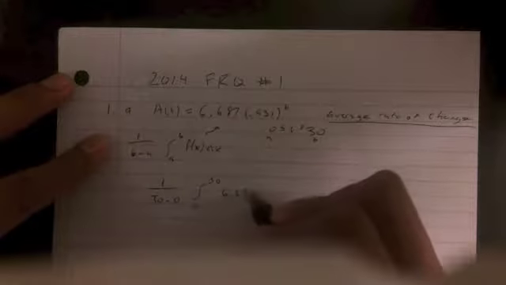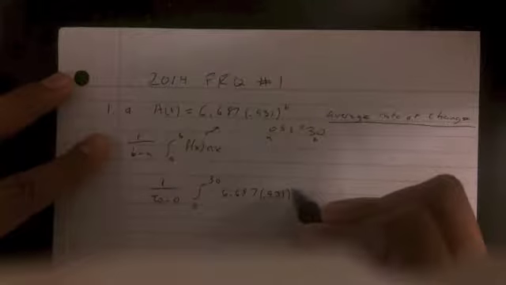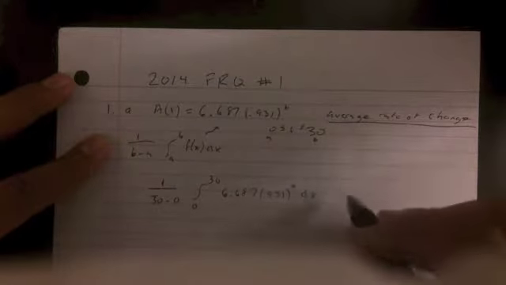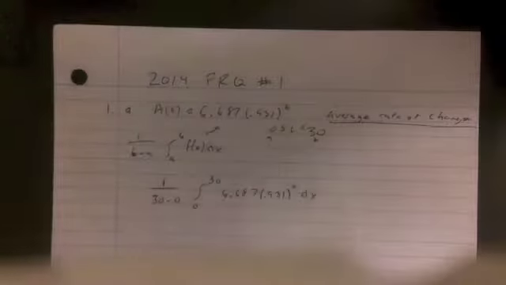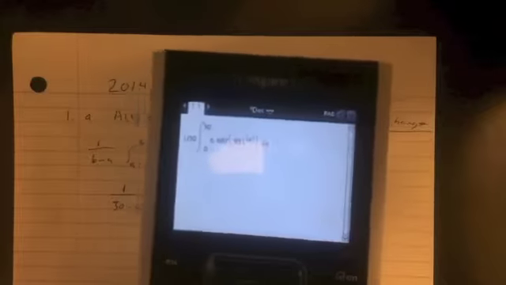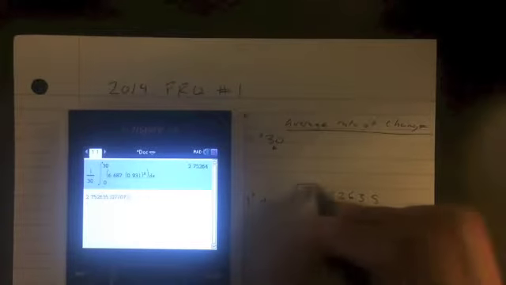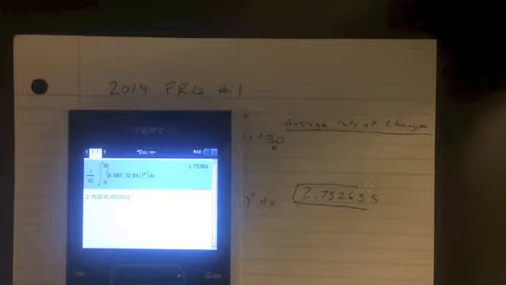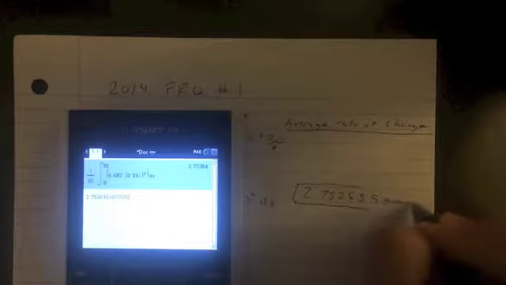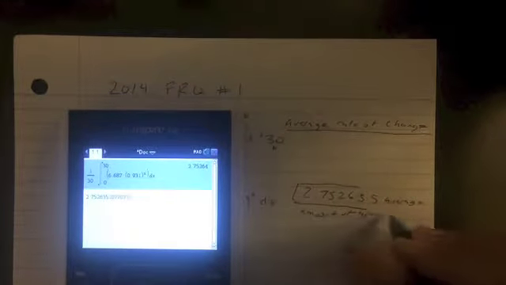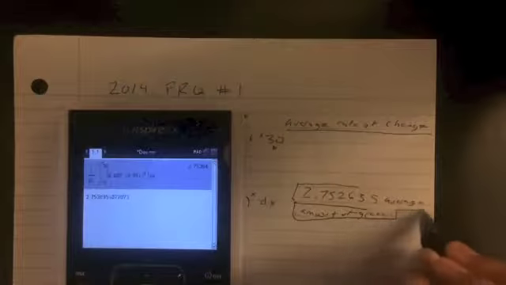So you plug in the numbers: 1 over 30 minus 0, integral from 0 to 30 of 6.687 times 0.931 to the power of x dx. Then you plug this function in, which I've already done, and you click enter, and you get 2.752635, and this is the average amount of grass in the container over the 30 days.